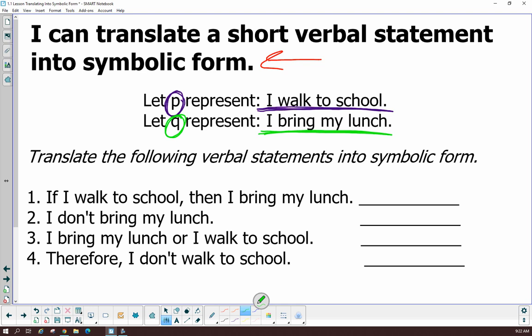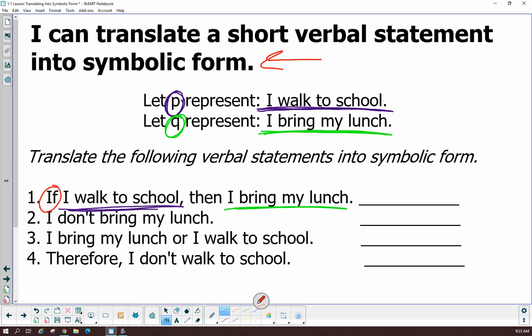All right, for now, these might end up being kind of silly, but we're just trying to practice taking words and writing them in symbols. And so we're going to use the letter P whenever we see I walk to school. We're going to use the letter Q whenever we see I bring my lunch. And so it might be helpful if you have different colors like I do right here. Anytime I see I walk to school, I might want to underline it with purple. And I bring my lunch, I can underline it with green. So I know I need to have a P and a Q when I translate the symbols.